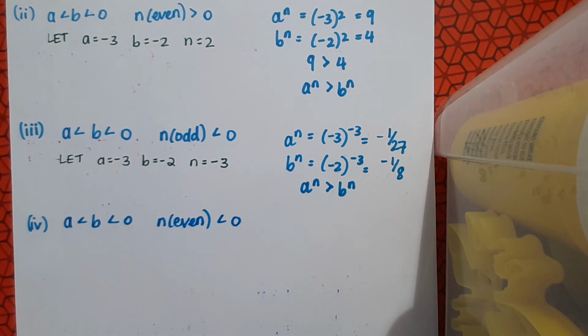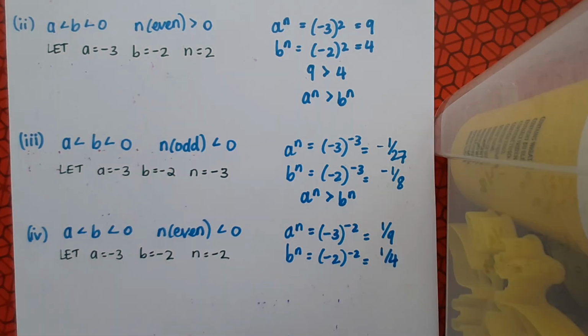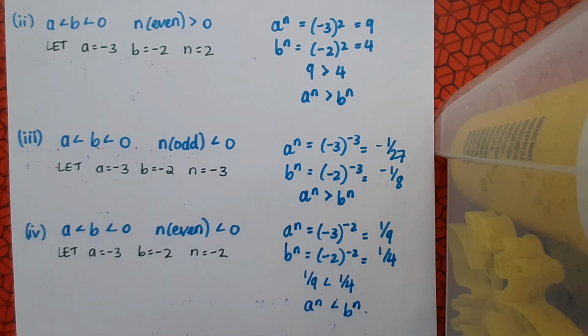And finally, we have the statement a less than b less than 0. n is an even number that is less than 0. So I'm going to choose values of -3, -2, and -2. So for a to the n, I'm going to get a result of 1 over 9. I get a positive result there because I've got an even power, and I get a fraction because of that minus in front of the 2. So b to the n is -2 to the power of -2, which is 1/4. So let's have a think about 1/9 and 1/4. 1/9 is less than 1/4, so a to the n is less than b to the n.